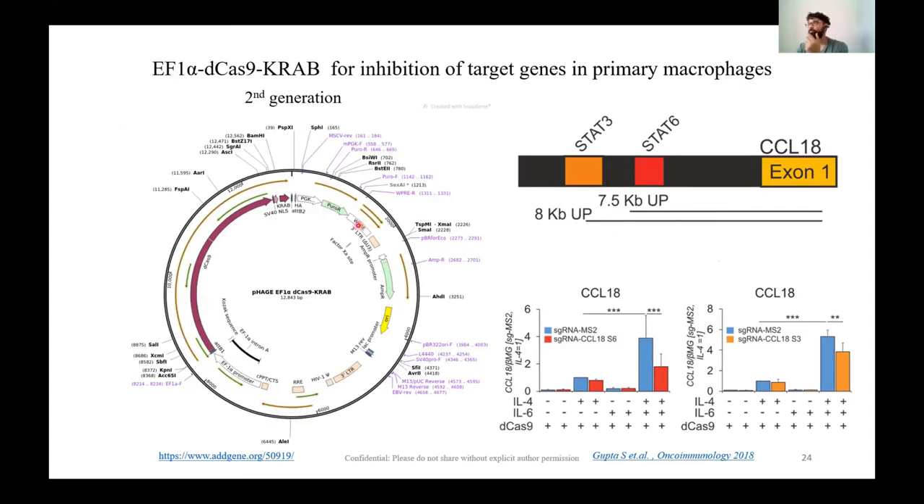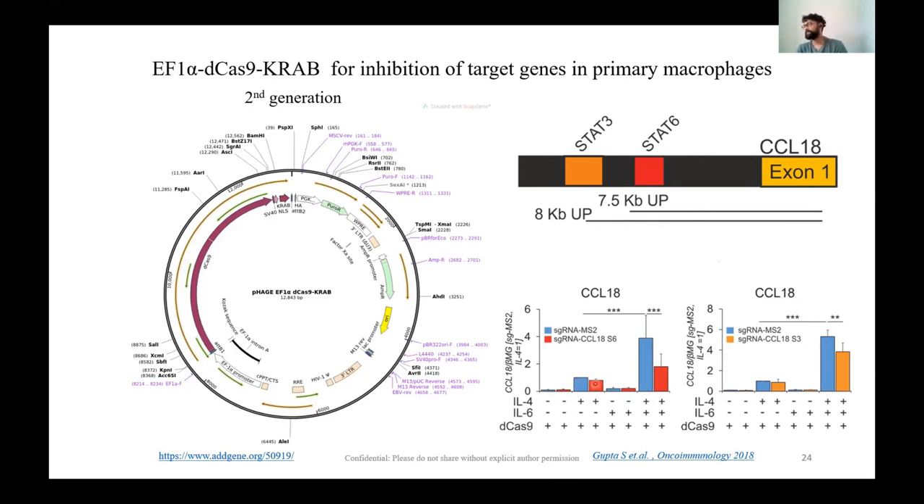The next version is the repressive version, and this is the first version that I used back in the day, with KRAB. So KRAB is basically a repressive domain, right? It recruits repressors and basically silences your target gene of interest. What you see here is I used this guide RNA to target the enhancer region, which is 7.5 to 8 KB upstream, in primary human macrophages.